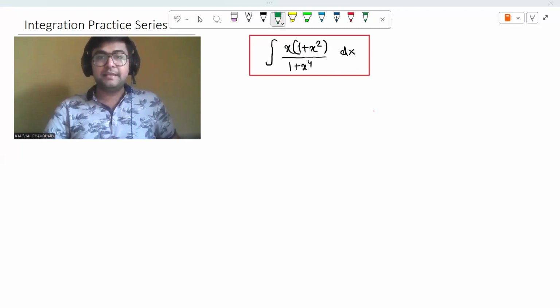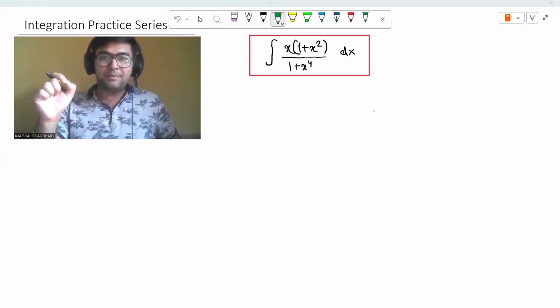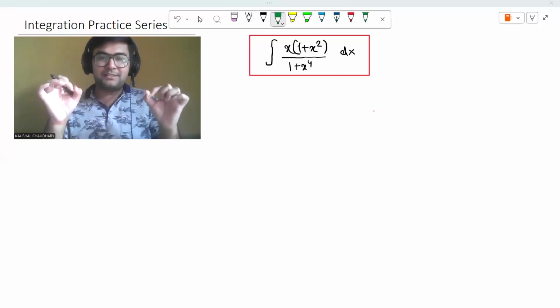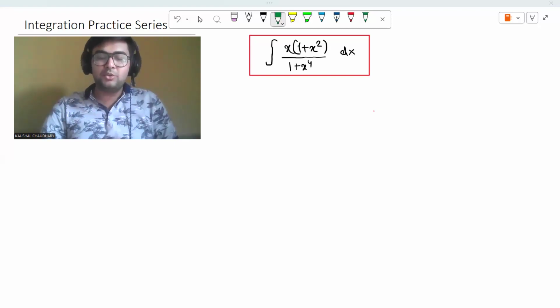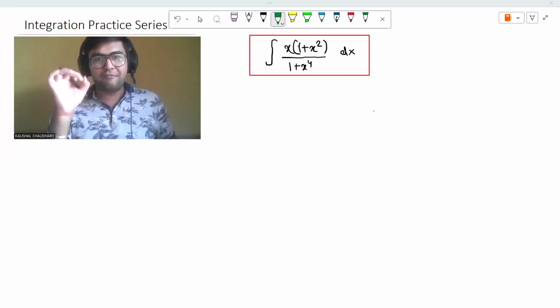Today's question is a really interesting one, that is integration of x into 1 plus x square over 1 plus x to the power 4 dx. Let us move on to the step-by-step solution of this question by using the substitution method of integration.